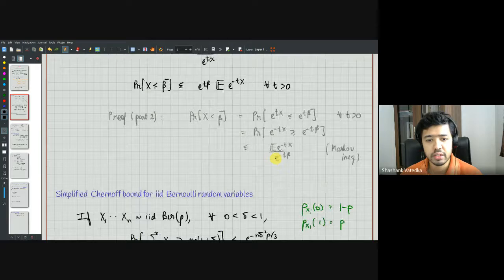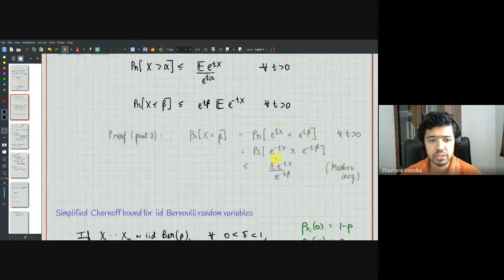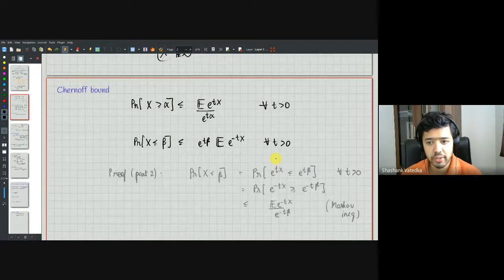Okay, and so in general, the Chernoff bound is hard to evaluate because what you get is some function of t, and ideally you would want to minimize this over all possible t greater than or equal to 0 to obtain the tightest Chernoff bound. But generally, finding the tightest Chernoff bound is hard. So you can do some simplifications.